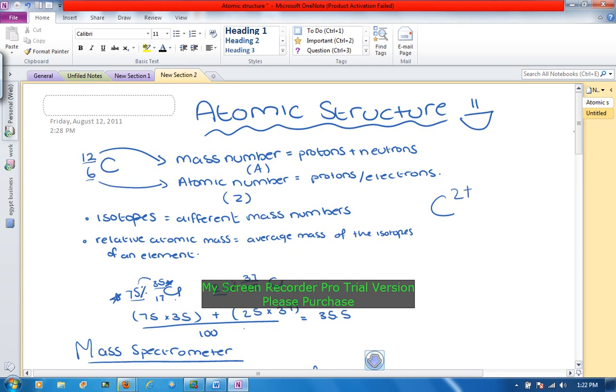So today I'm going to be discussing atomic structure, and please just try to ignore this message at the bottom which says that it's a free trial. It's really annoying, but just ignore it.